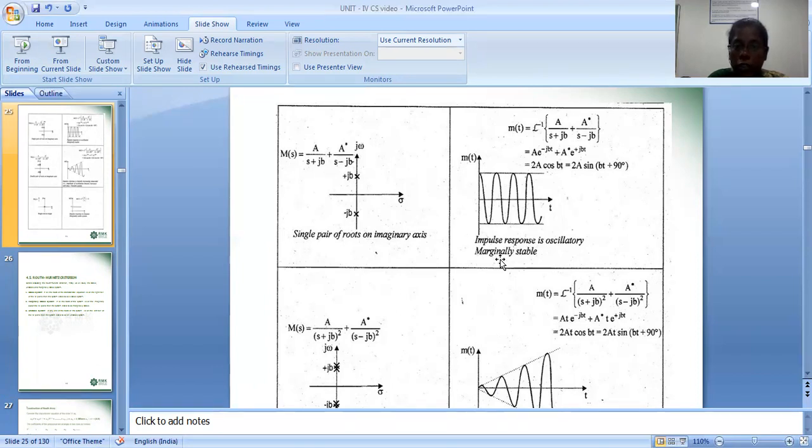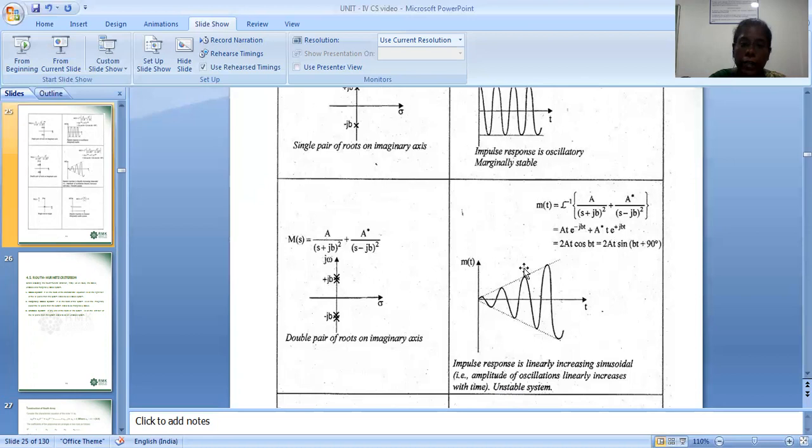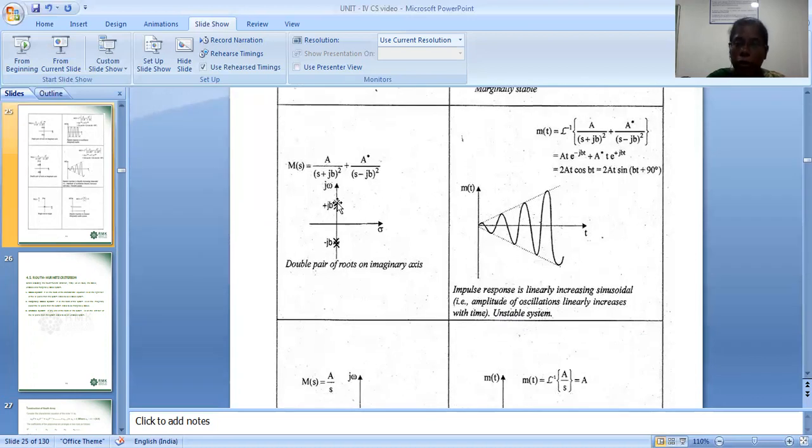So far, if the roots are lying on the imaginary axis, the system is oscillatory, which means that it is marginally stable. In the same way, instead of one pair of conjugate roots, if a double pair of roots are lying on the imaginary axis, then obviously the system will become unstable, because here you can see that the oscillations are linearly increasing. So again, it leads to an unstable system.